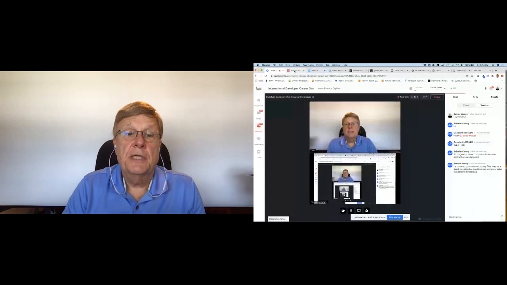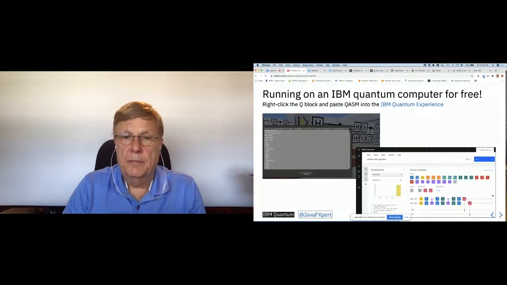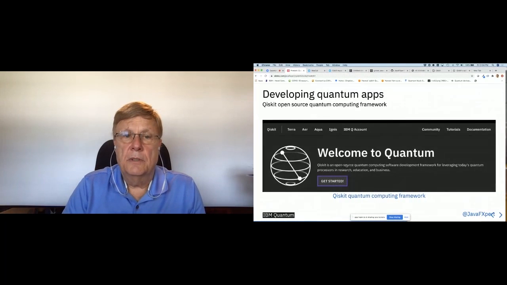Okay, so John McCarthy asks, to program a quantum computer, is there an abstraction as the language? Yes, as a matter of fact, there are actually several abstractions. One that I'd like to show you is called Qiskit. I'll go ahead and share my screen here. This is one of the resources that's in the presentation. Qiskit is an open source library.